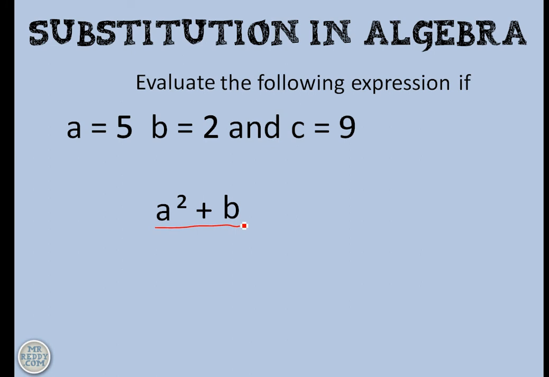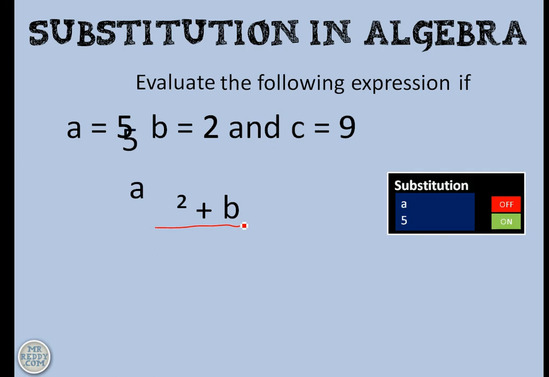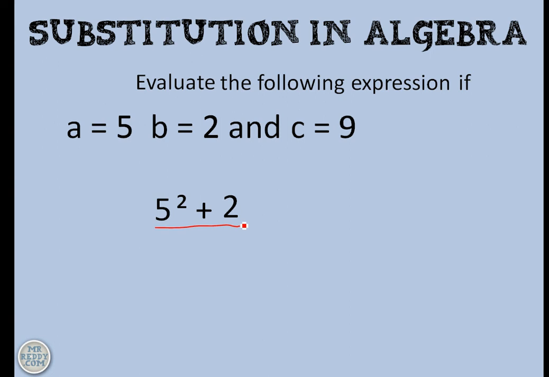Right, well, let's begin. So we're going to make a substitution. A is going to come off and 5 is going to come on. B is going to come off and 2 is going to come on. In that way, it's kind of just like football. And now we can evaluate. So remembering back to BIDMAS, we will do this index number first. We'll work out what that's worth, which is 25. And then we will do the addition. So 25 plus 2 is 27.